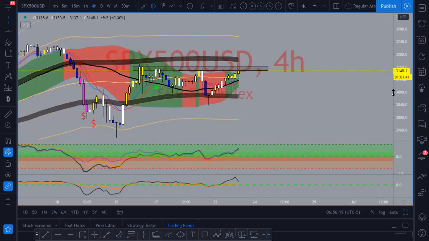Any other pairs? Does anybody want me to look at any other pairs? I have about 10 or 15 more minutes, 1 or 2 more pairs. Any other pairs that anybody wants me to look at?